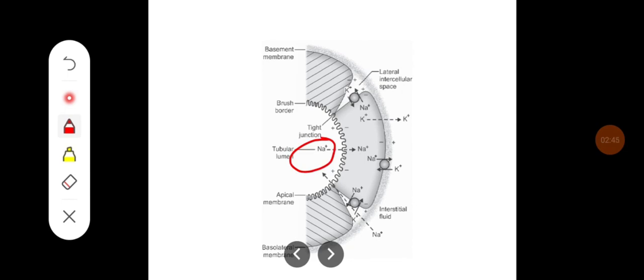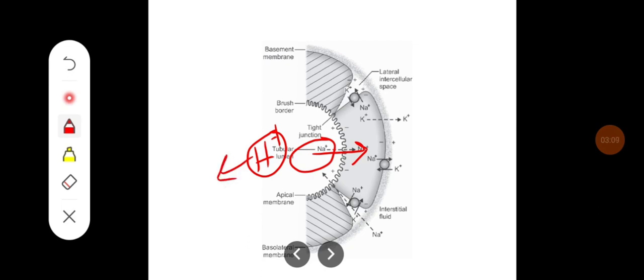It can occur by two processes. One is with the sodium symport with glucose or amino acids or phosphates or lactates, and the second one is it can occur with exchange with the hydrogen ions, where sodium is reabsorbed and H plus ion is secreted, and so this is also going to help in the reabsorption of the bicarbonates.